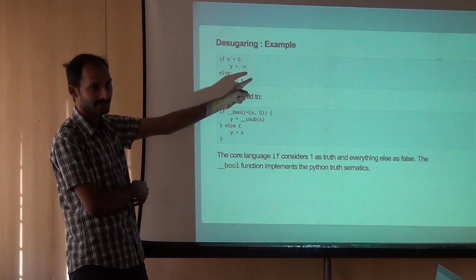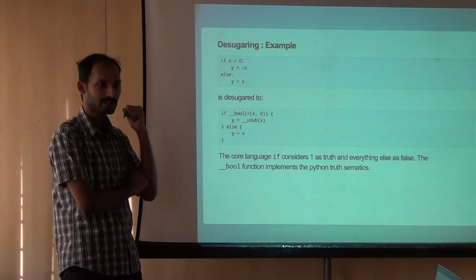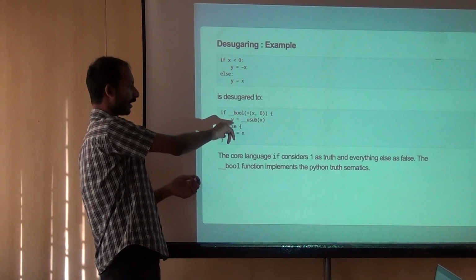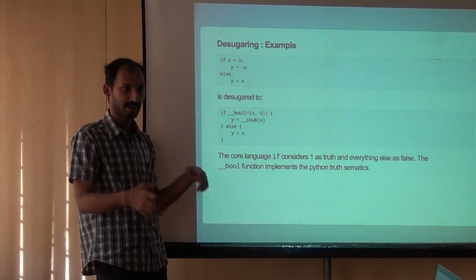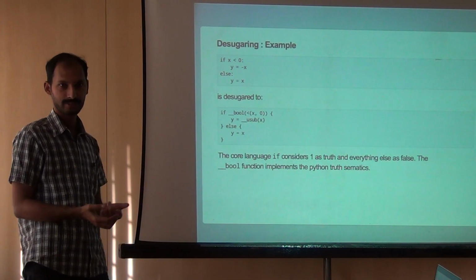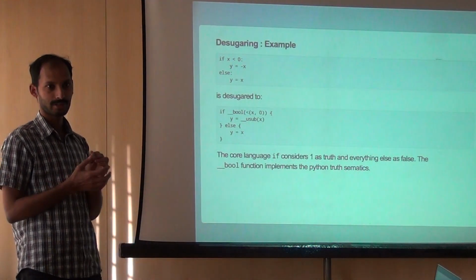And if you see minus x here, what is minus x? I implement that as an underscore user function, I implemented a function to handle that case. So this is how the desugaring works. Any questions about the desugaring?